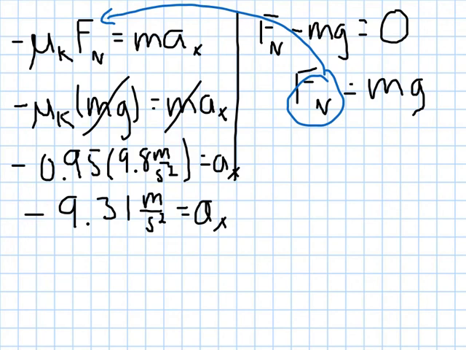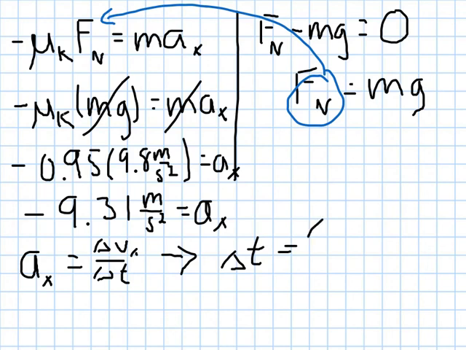I'm not quite done. I need to find the time. So I am going to use the fact that this acceleration is equal to the change in the x velocity divided by time, which means that the time is equal to the change in x velocity divided by the acceleration. The problem did tell me that I was going 15 meters per second when I began braking, and I know that I come to a stop, which means that the total change in x velocity is a negative 15 meters per second.